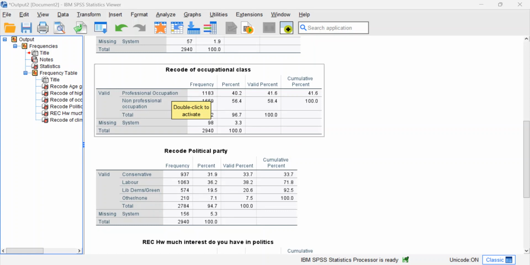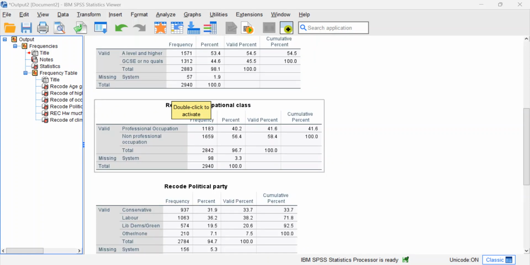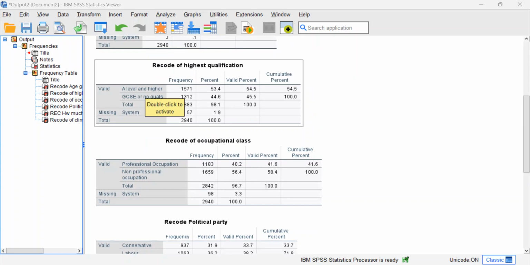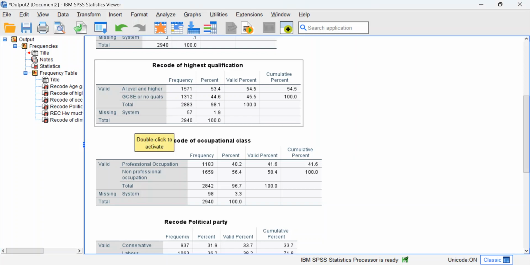So I've created a binary variable there. I've also created a binary variable for education, and I've distinguished between what for most people in the survey is everyone who's stayed on into post-compulsory education. I know for many of you, compulsory education was extended to 18, but actually for the population of the UK, that's a relatively recent change. So I've divided between A-level and higher, and GCSE or no qualifications. Another way of classifying that would be to distinguish those who've got a qualification and those who haven't.